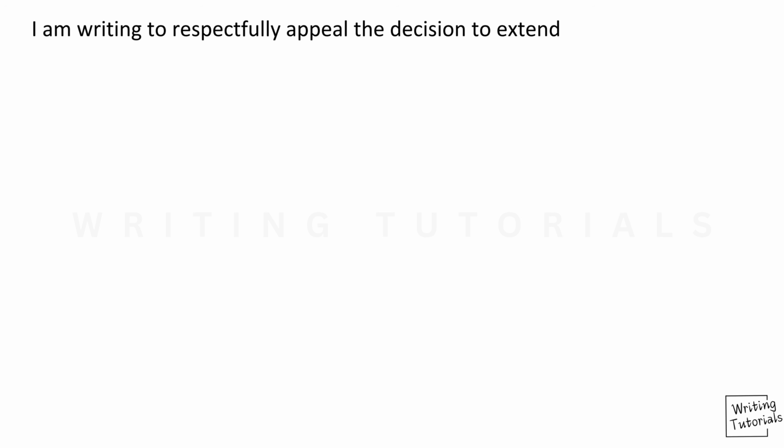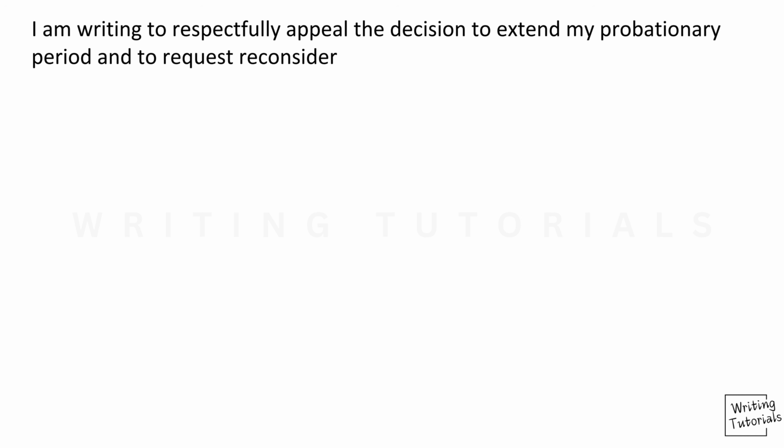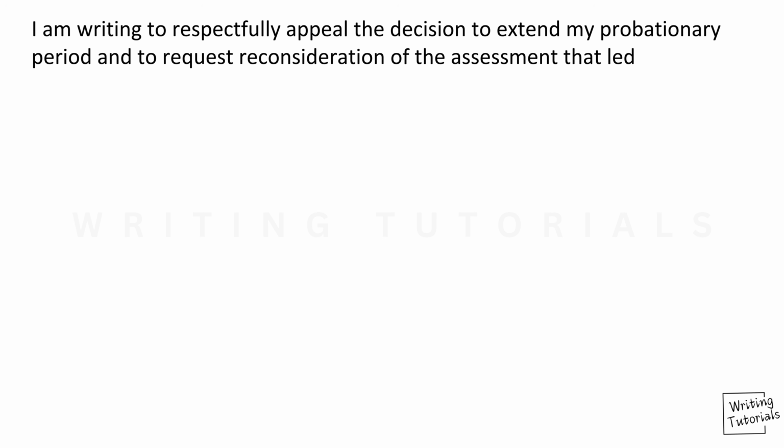Introduction and purpose of the appeal. Now let's move into the first body paragraph. This section immediately explains why the employee is writing. The paragraph says, "I am writing to respectfully appeal the decision to extend my probationary period and to request reconsideration of the assessment that led to this decision."